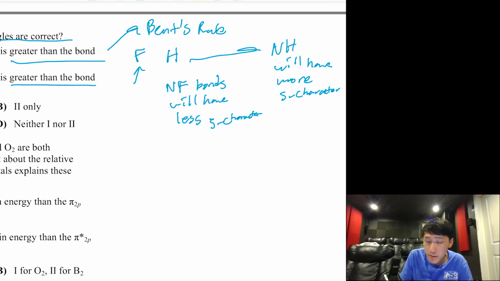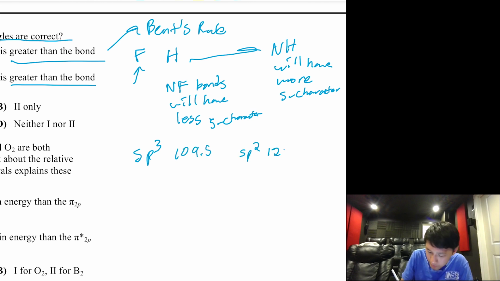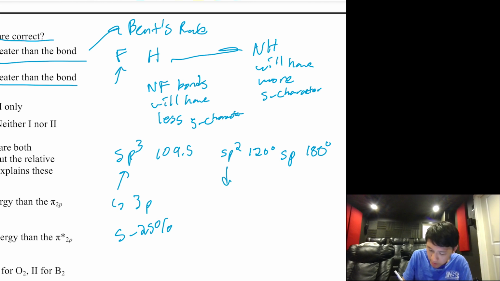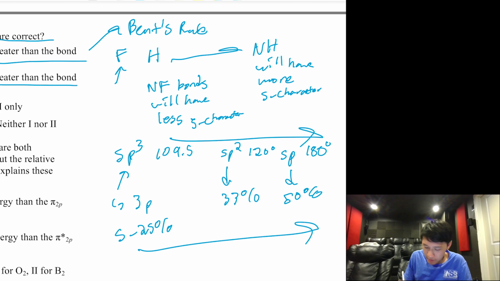So what does this s character really imply about everything? Well, we know that, for example, sp3 has an ideal bond angle of 109.5. sp2 has an ideal bond angle of 120. And sp has an ideal bond angle of 180. And we notice that in an sp3 orbital, there is one s orbital and 3 p orbitals. That means an s character of 25%. Here, s character is 33%. And here, s character is 50%. And we notice the trend here, right? As we increase the s character, we're also increasing the bond angle.